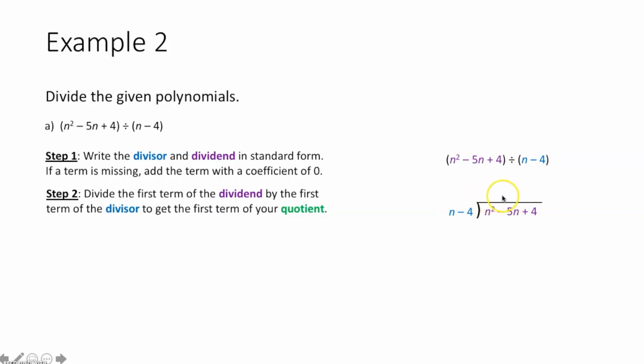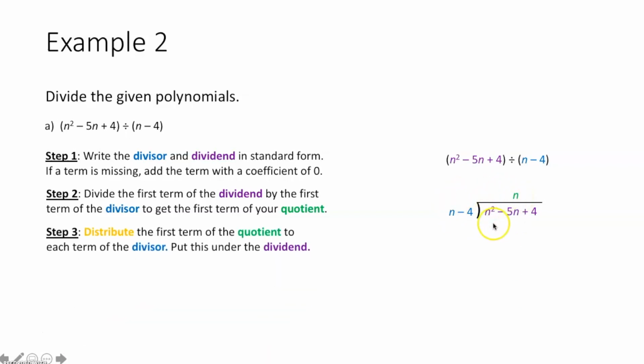So where do I put n? Well, since this is a binomial, 2 terms, I put it under the second term of my dividend right here. Now I take that n, distribute it to each term of the divisor, and put that underneath. N times n is n squared. That's why we did it. When we subtract, these are going to cancel out. Then the n times negative 4 is going to be negative 4n.